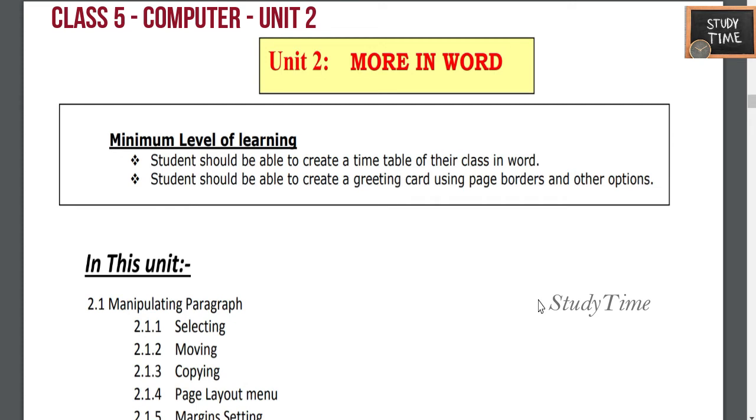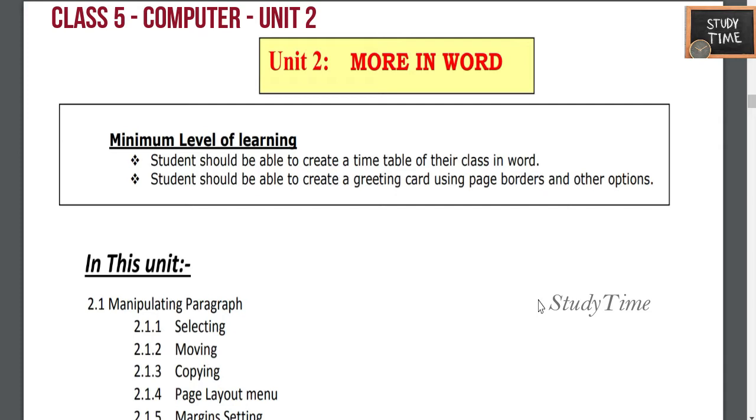In this video, we are going to see Class 5, Chapter 2, Computer, More in Word. Already in the first chapter, we saw about Microsoft Word, inserting tables, selecting number of rows and columns, inserting new rows and columns, merging the cells. All these we saw in the first unit. This is Unit 2, we are going to see more about Word.